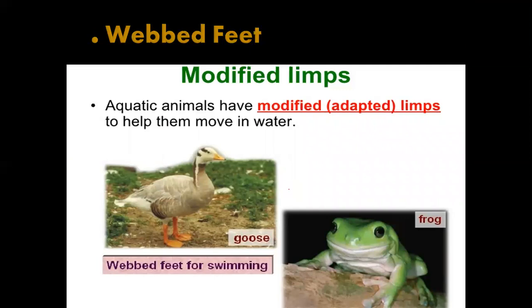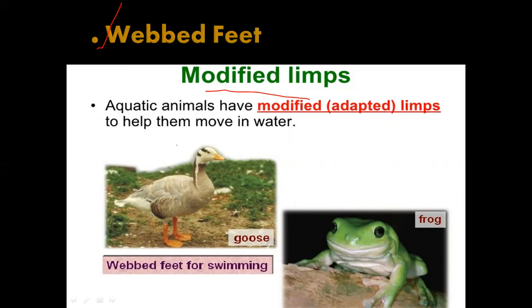Okay, the next one, if we see its next adaptation, that is webbed feet. Webbed feet of organisms are like modified limbs. Aquatic animals have modified and adapted limbs, and they help to move in water.